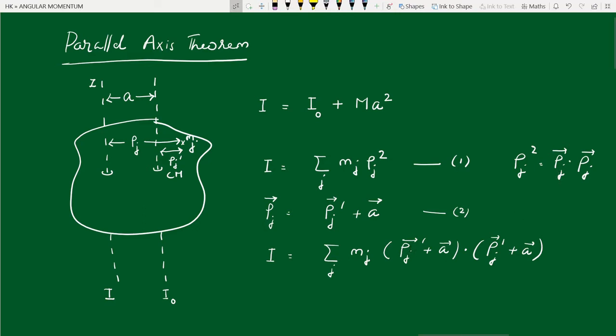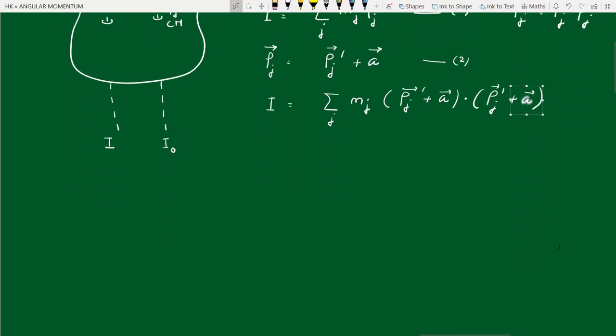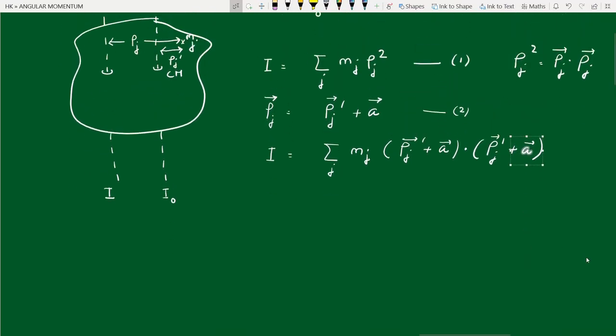Okay, and then we substituted for rho j from equation 2, that is rho j prime plus a, dot rho j prime plus a. We need to expand this. So we get summation over j mj. There will be 4 terms in this dot product.